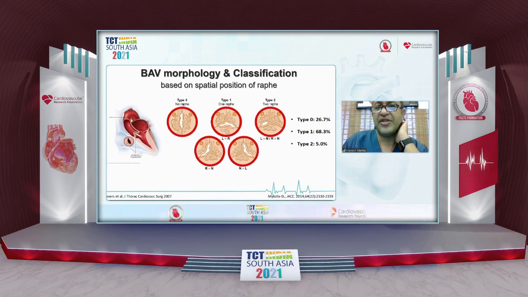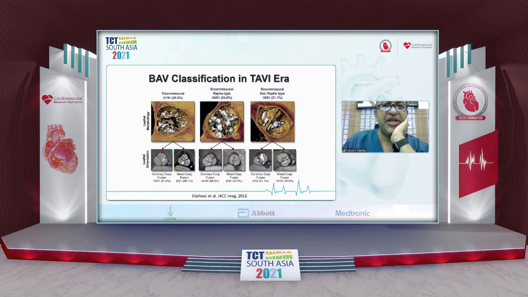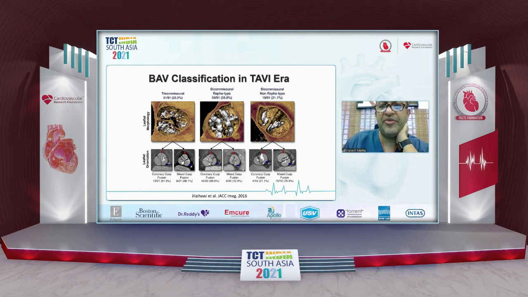This is the CBUS classification. Again, I won't go into detail of this, but the commonest we really see is the type 1 with the left and right fusion, and then the type 2 and the type 0. And this is the classification in the TAVI era, where it's tricommissural, bicommissural raphe type, or bicommissural non-raphe type.